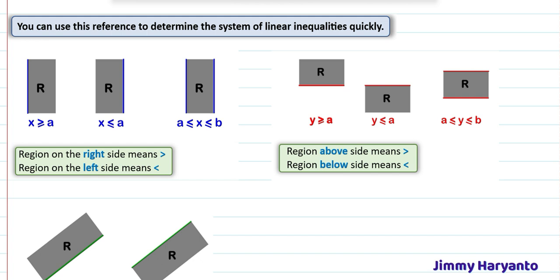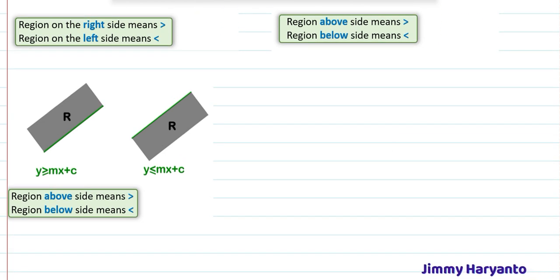You can use this reference to determine the system of inequalities also. If the region is already given, you have to find the linear inequalities. You can use this method also. If the region is on the right hand side of the vertical line, that means it will be greater than. If the region is on the left hand side of the vertical line, that means less than. If it is in between, it will be like this. You only have to memorize it like that. For this one, if it is above the line, that means greater than. If it is below the line, that means less than.